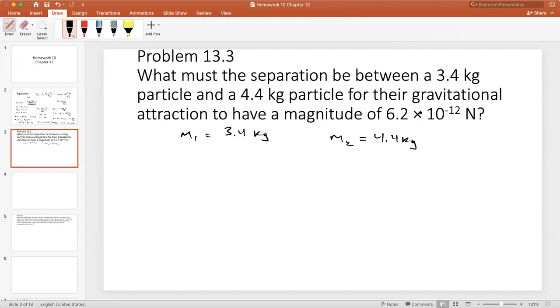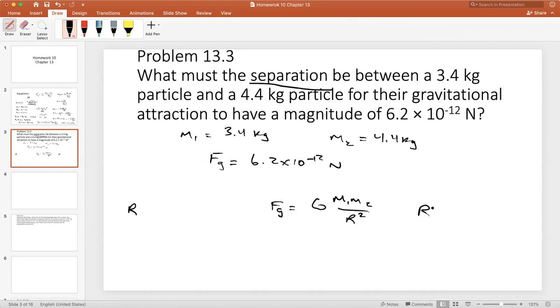The gravitational attraction, what that is saying is the force of gravity is 6.2 times 10 to the minus 12 newtons. And what they're asking us for is what must the separation be? So they want R. And we know the force of gravity is G times M1 times M2 over R squared, where R is the distance between them, okay? So we want to solve this for R, and we see quite easily that R is the square root of G M1 M2 over the force of gravity given.